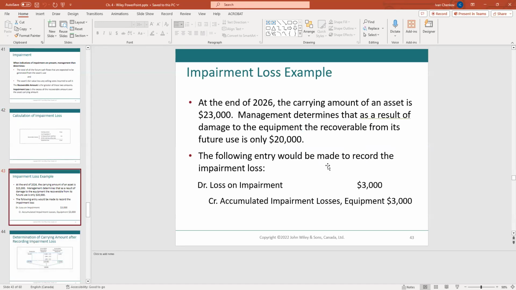An example for impairment loss: at the end of the year 2026, the carrying amount of the asset is 23,000. But management makes the calculation and comes up with a recoverable amount of the asset of only 20,000. So you have an asset at 23,000 in your books, of which you can recover only 20. So you have a loss. Once you have a loss, you have to show it right away. And then you're going to debit the loss, which is going to reduce your income, and accumulated impairment losses will be for the equipment.